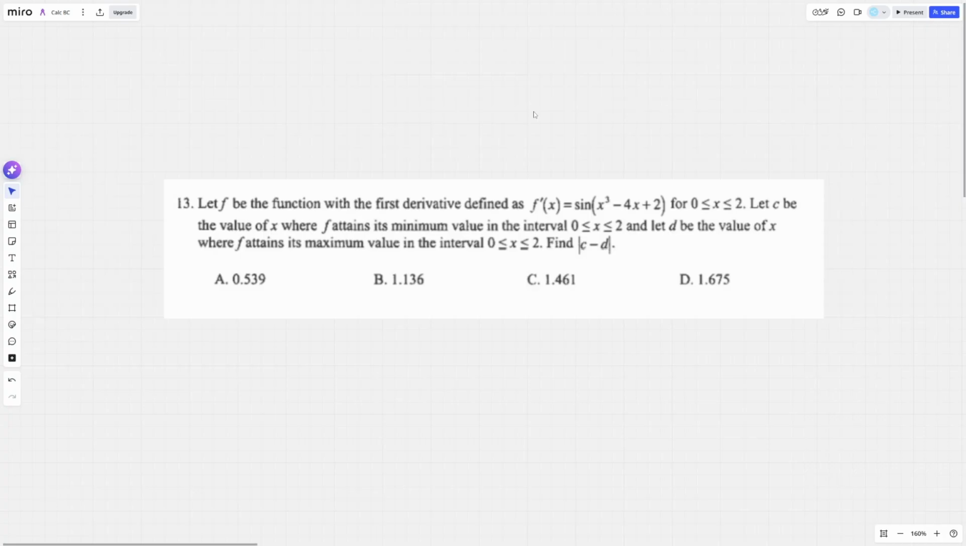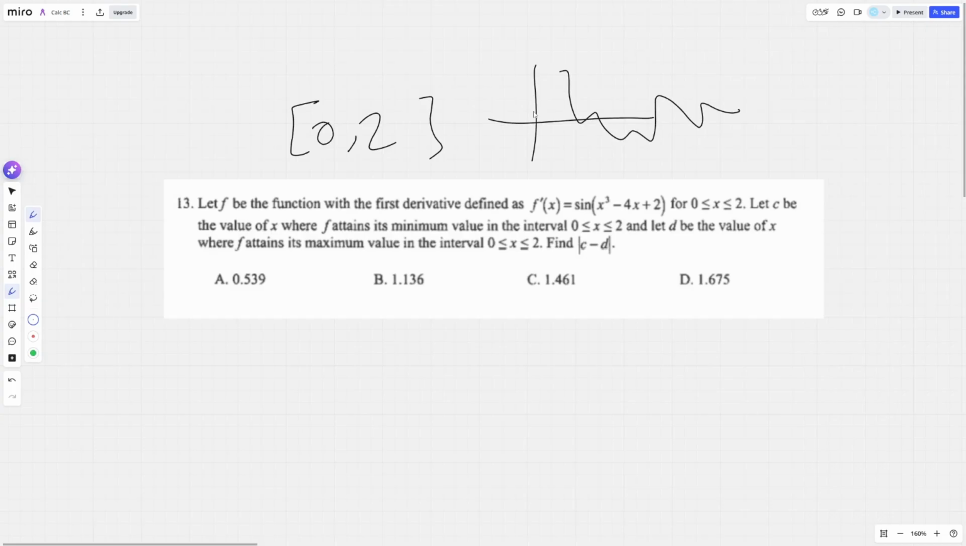So number 13 tells us that f is some function with the first derivative defined as f prime of x equal to sine of x cubed minus 4x plus 2 from the interval 0 to 2, so the closed interval 0 to 2. And we're going to let c be the x value where f attains its minimum value, so f will probably look like this, and d will be the value where it attains its maximum value, so that's probably how it's going to look like if it's the actual graph. So here, and then it asks us to find the difference between the x values.